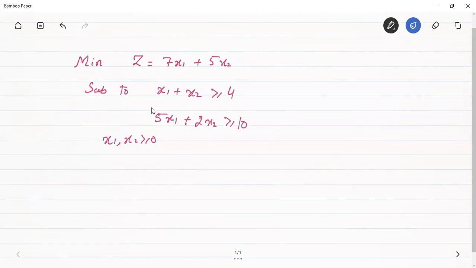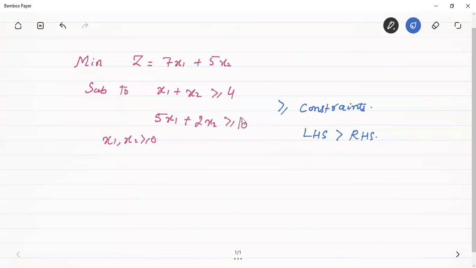And see here, what is the second thing that we have to see? These constraints are greater than constraints. Till now, we have only dealt with constraints which are less or equal to constraints. There we used to add slack variables. Here you can see that in the constraints, the left hand side is greater than the right hand side.